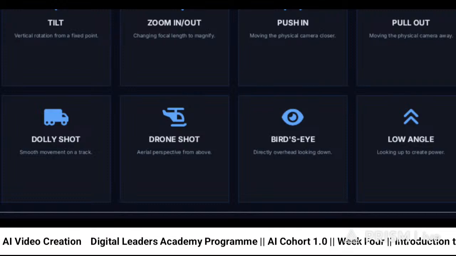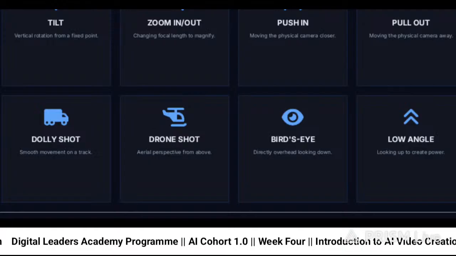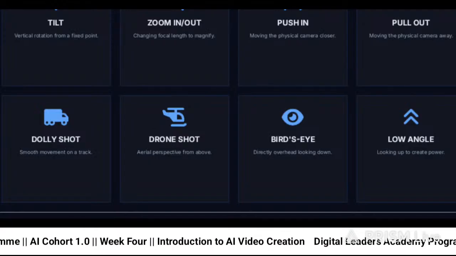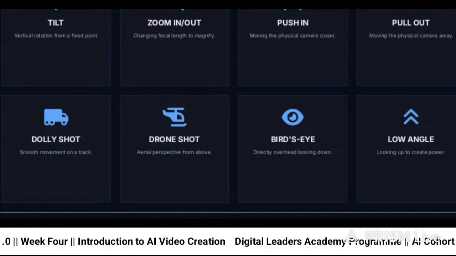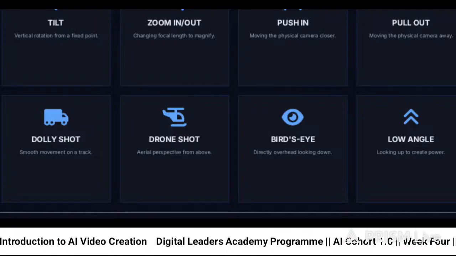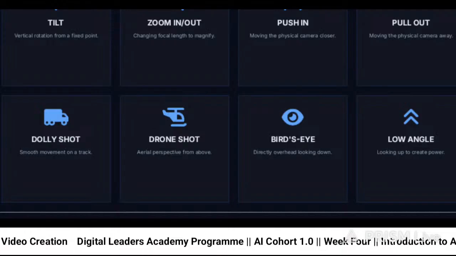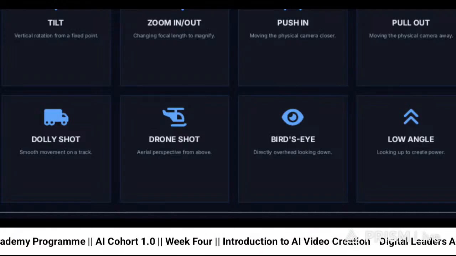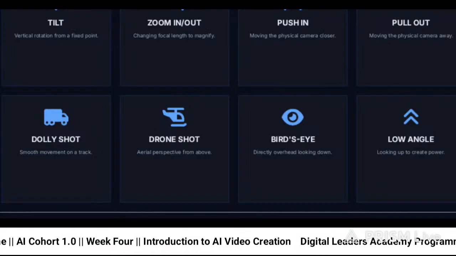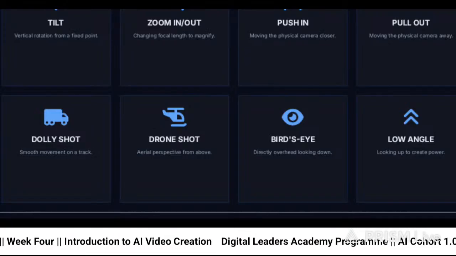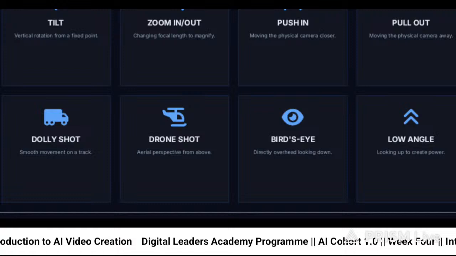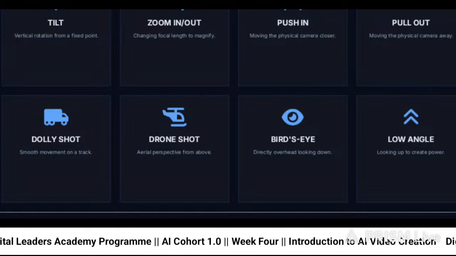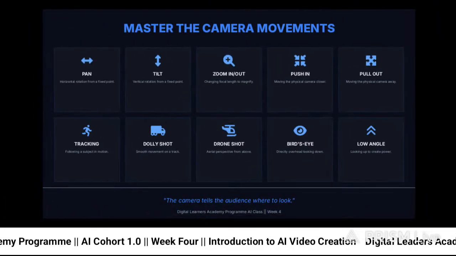Now for the last one that we have here, we have the low angle. Just like I explained in the image generation, the low angle is when you take a shot from below the character, such that it shows your character as something heavy, gigantic, magnificent, or creating power. You take it from below upwards. Your phone or your camera is taking the shot from below to the top. So all these are the kinds of camera movement that are very important to you as an AI video prompt engineer.